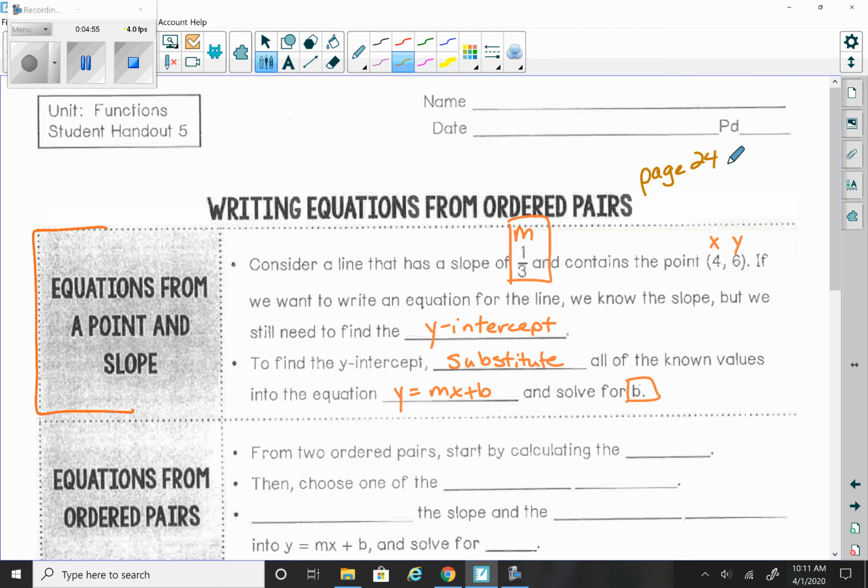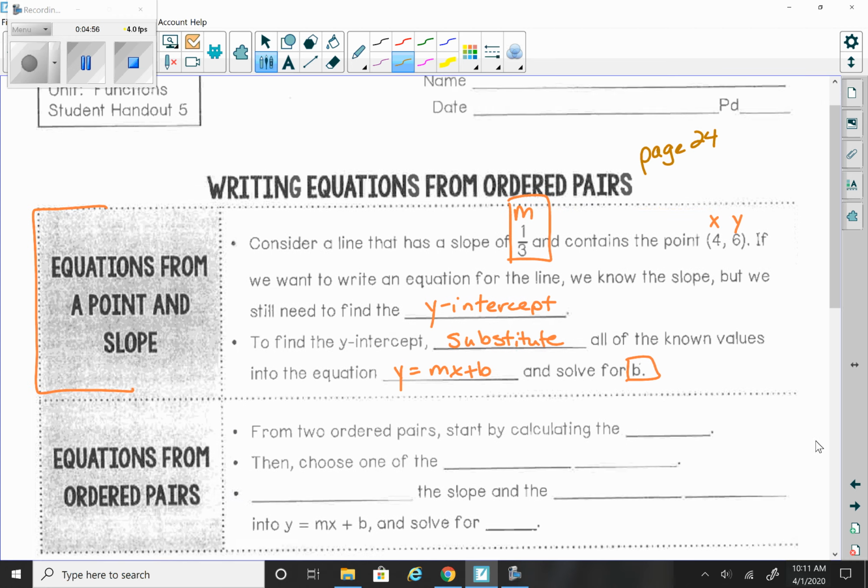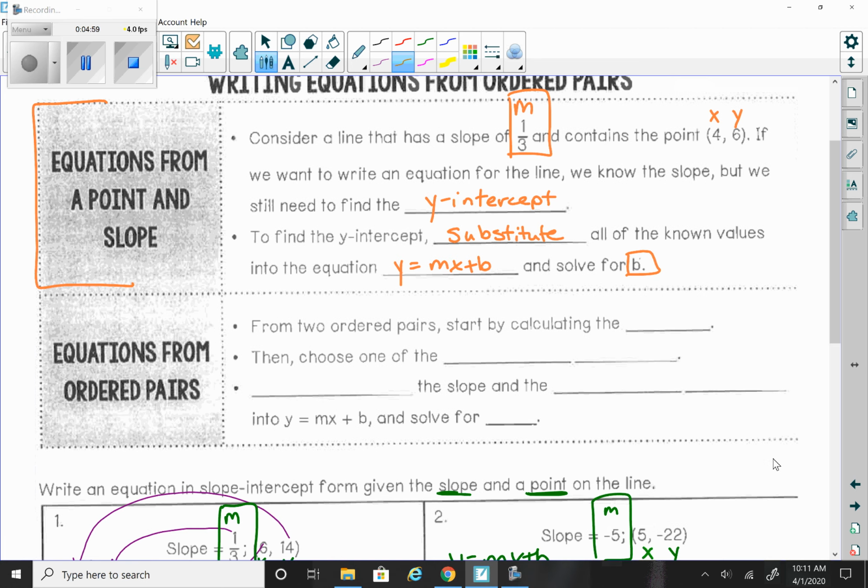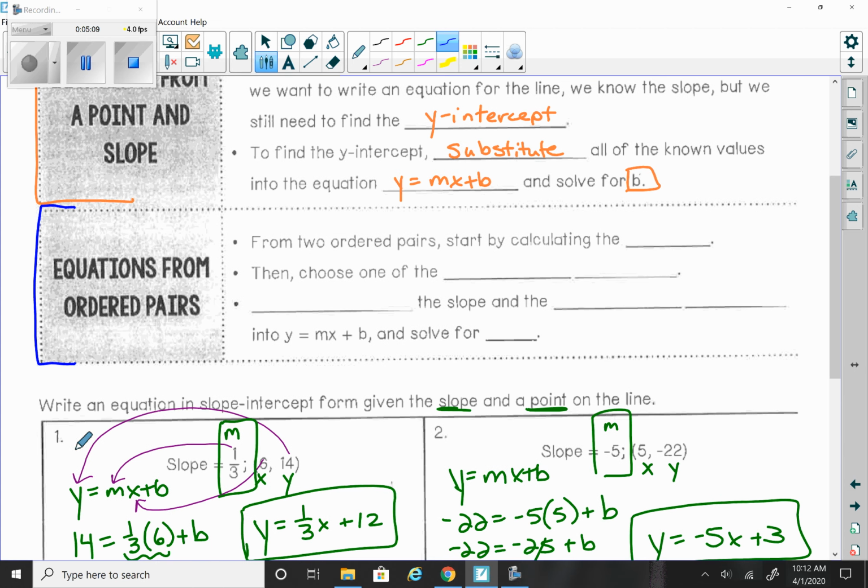So yesterday, again, we talked about writing equations from a point and a slope. But today we're going to talk about how to write your equation if I give you 2 points or 2 ordered pairs. So instead of giving you a point and a slope, I'm going to give you 2 ordered pairs. From 2 ordered pairs, start by calculating. Again, the thing that we can calculate with 2 points is slope. So we're going to take those 2 points and calculate our slope using our slope formula.